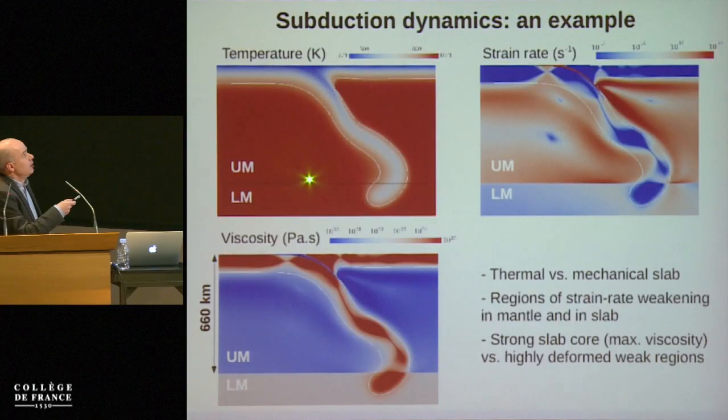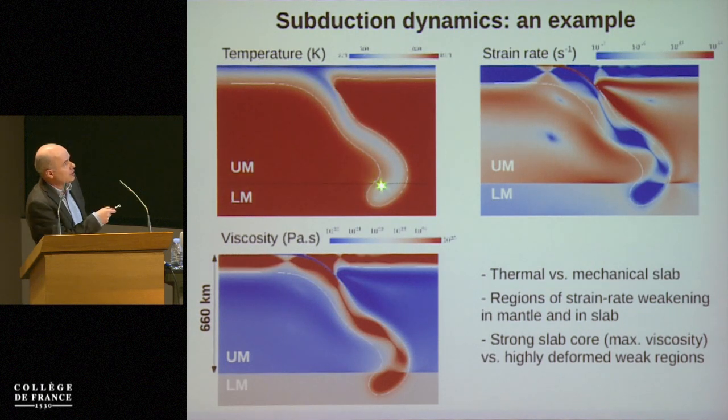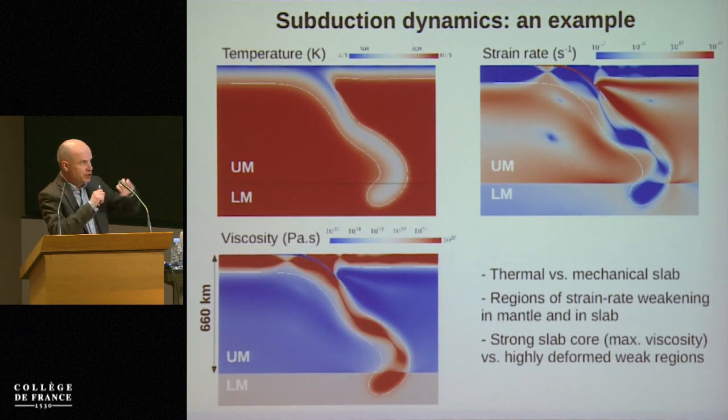Okay, so here we've got a snapshot of a specific model showing the temperature field. Here it's reached across the boundary of 660. Here's the strain rate on a log scale, and here's the viscosity on a log scale. We see that there are regions of strain rate weakening in the mantle and in the slab. We also see that in the center of the core, this red region is reaching our maximum viscosity of 10 to the 25 or so Pascal seconds. So basically a very strong center region, even if the slab is being bent.